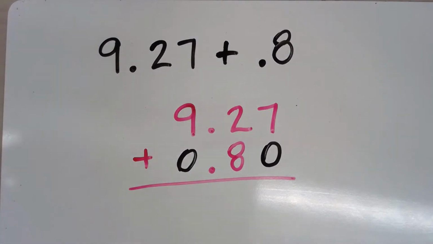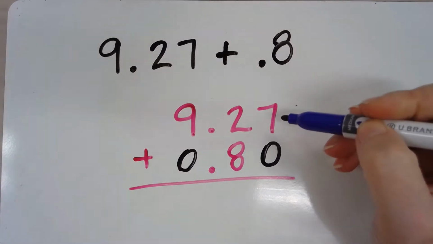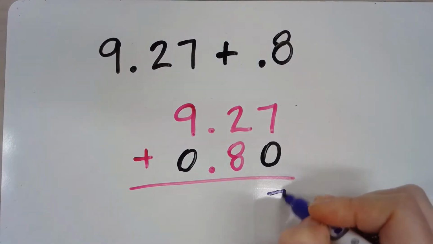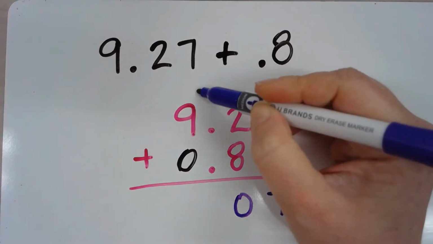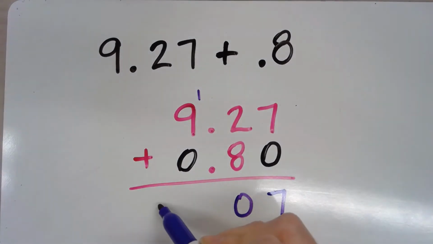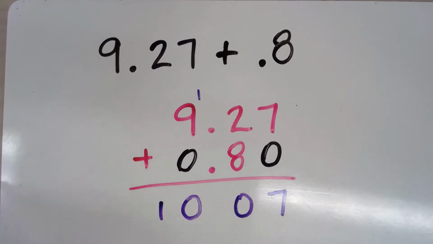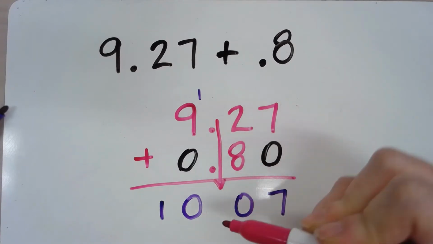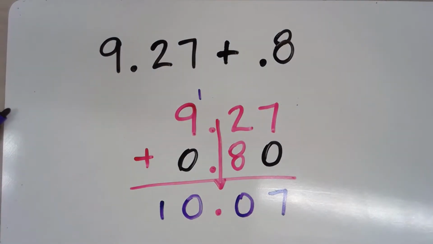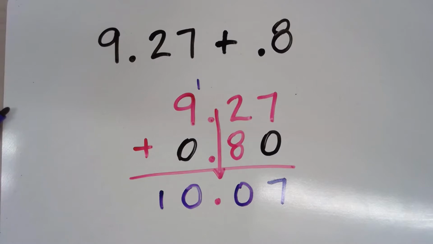From there, I will continue with addition. Again, adding those like place values. 7 plus 0 is 7. 2 plus 8 is 10. Here's my 0, carry my 1. 1 plus 9 is 10. Now we must remember those place values are lined up so that I can bring them down into my answer. In this way, I see that 9 and 27 hundredths plus 8 tenths equals 10 and 7 hundredths.